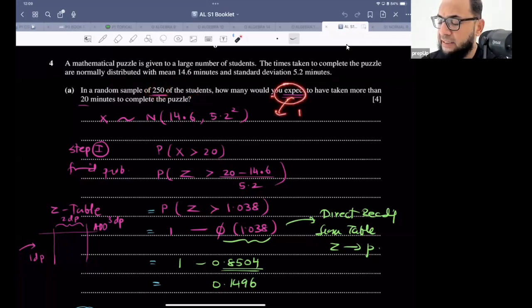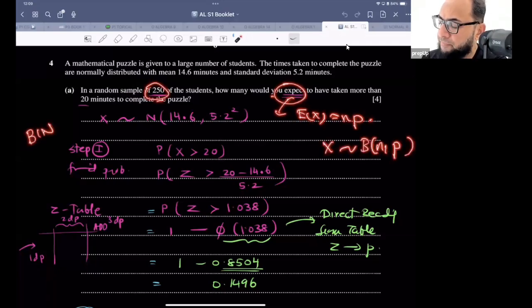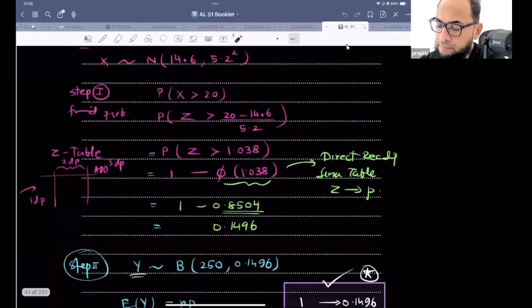So now this expect is about expectation, that is np. That means whenever we are talking about more than one student, binomial comes into play. So we will say X follows a binomial distribution n comma p. This p will be obtained from the normal distribution. n is right over here. Now look at the working.